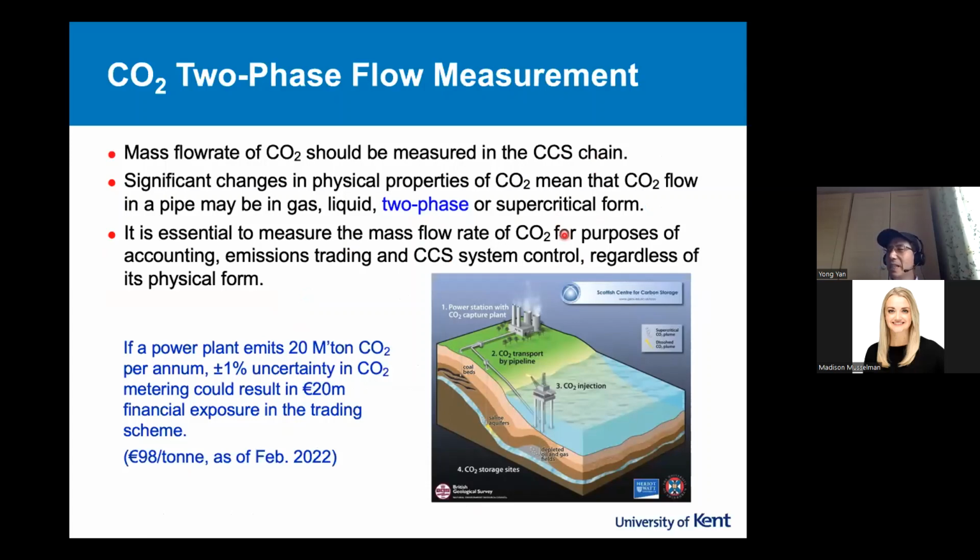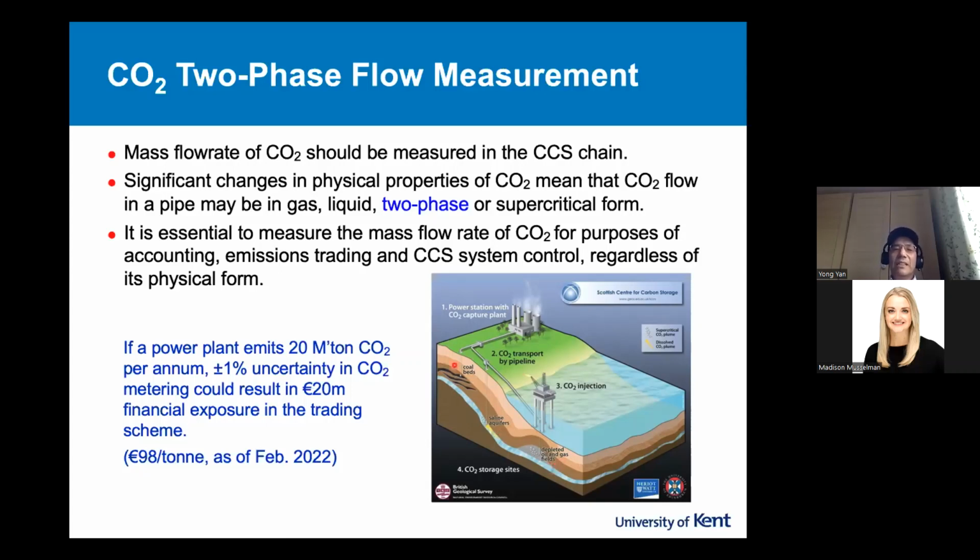Carbon capture storage has become increasingly important because we're trying to minimize harmful emissions of CO2 to the atmosphere. We want to capture CO2, as you can see in the diagram. After capture, you transport CO2, hopefully in liquid form, towards a storage site, which is a depleted oil or gas field. So we hope CO2 stays there for many years, and that's the whole idea.